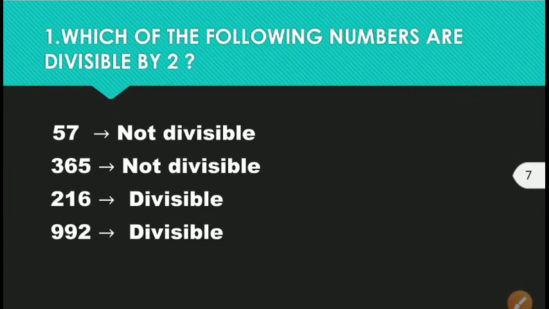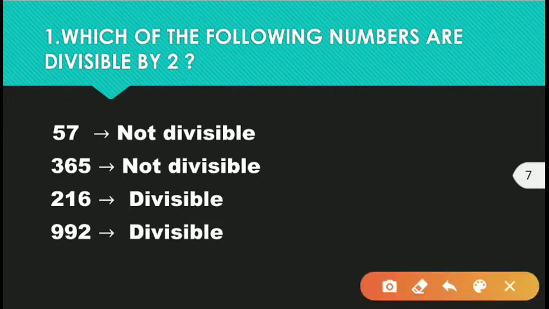In the first question, which of the following numbers are divisible by 2? Few more questions are there in question number 1. I have left those for you to solve. I am taking 4 questions only from question number 1. So first is 57. What was the divisibility test for 2? The number will be divisible by 2 if the unit digit is 0, 2, 4, 6 or 8. So in the first question, the unit digit is 7.